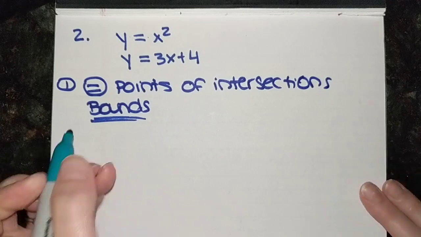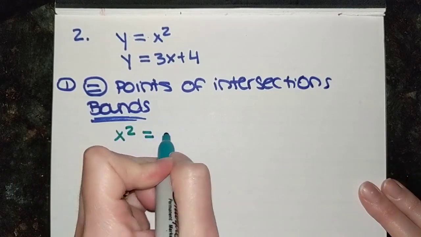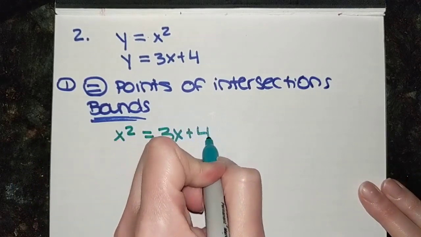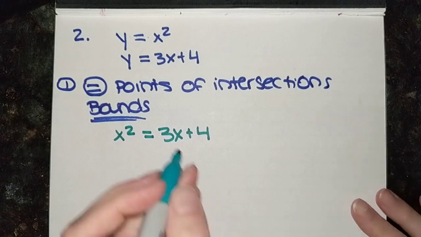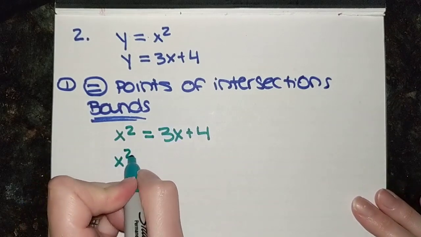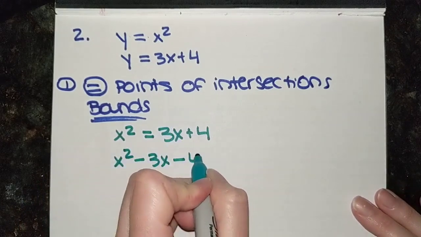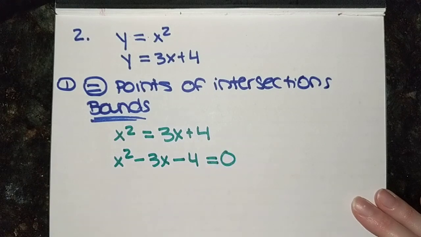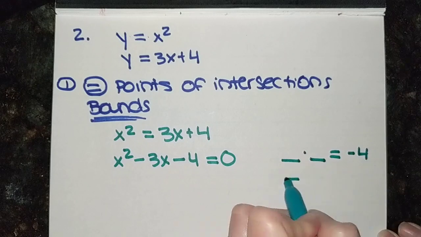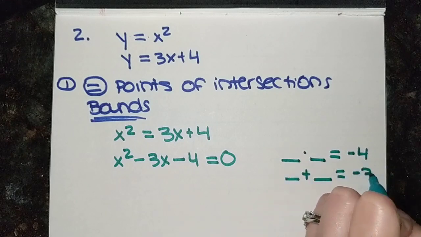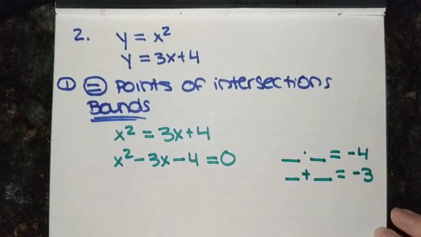So you would take your x squared, set that equal to 3x plus 4, and then identify the type of equation as quadratic. So you cannot use the square root method here. What we're going to do is move everything over to one side. And then because it's quadratic, we could try to factor it. So we think about factors of -4 that add up to -3. And those factors would be -4 and +1.